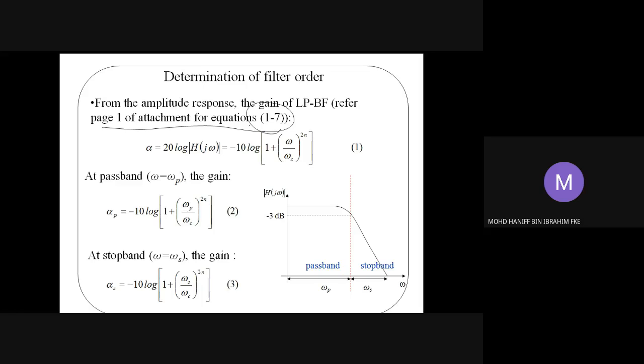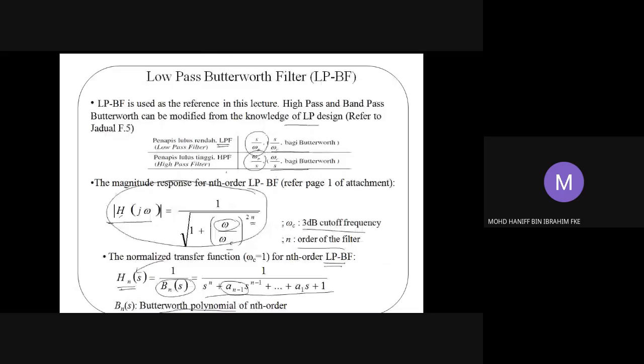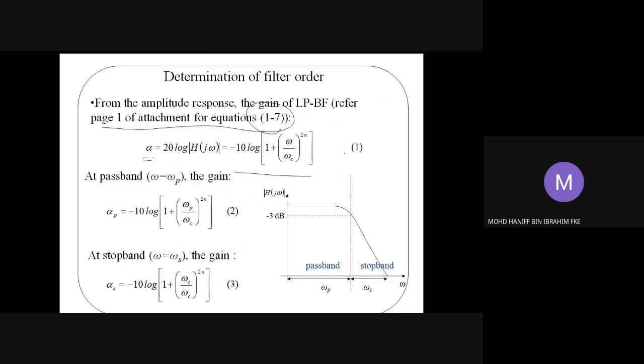Okay, so the first equation will be the alpha. Alpha is your gain, which is given by 20 log of |H(jω)| in dB. Alpha in dB, the gain in dB, should then equal negative 10 log of 1 plus (ω over ωc) to the power of 2n. So basically this alpha is based on the previous equations of this H(jω). This is in linear form, so in dB it is 20 log of this value. That's why we have the value of alpha in equation number 1. You can refer to the table.